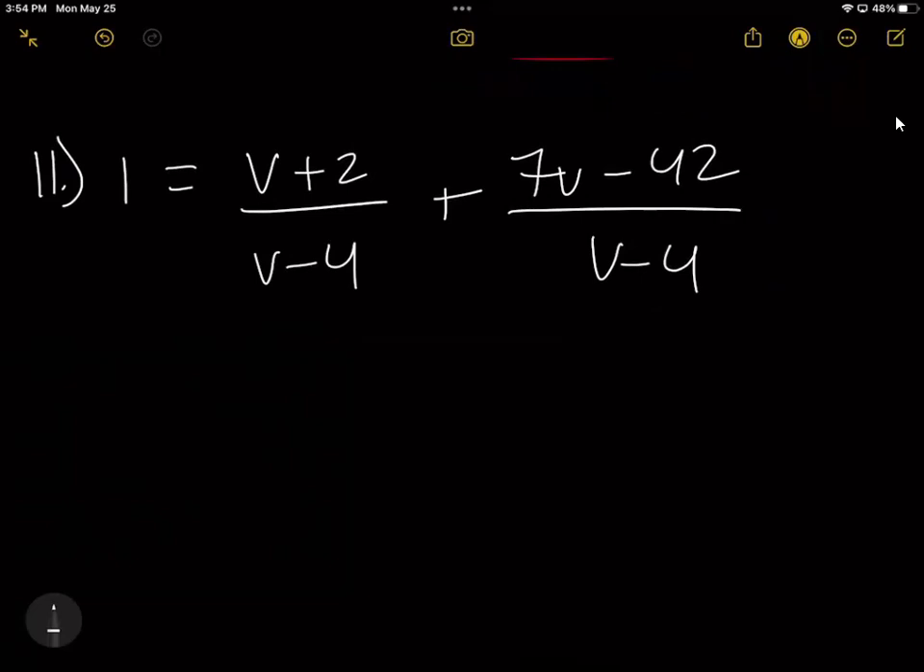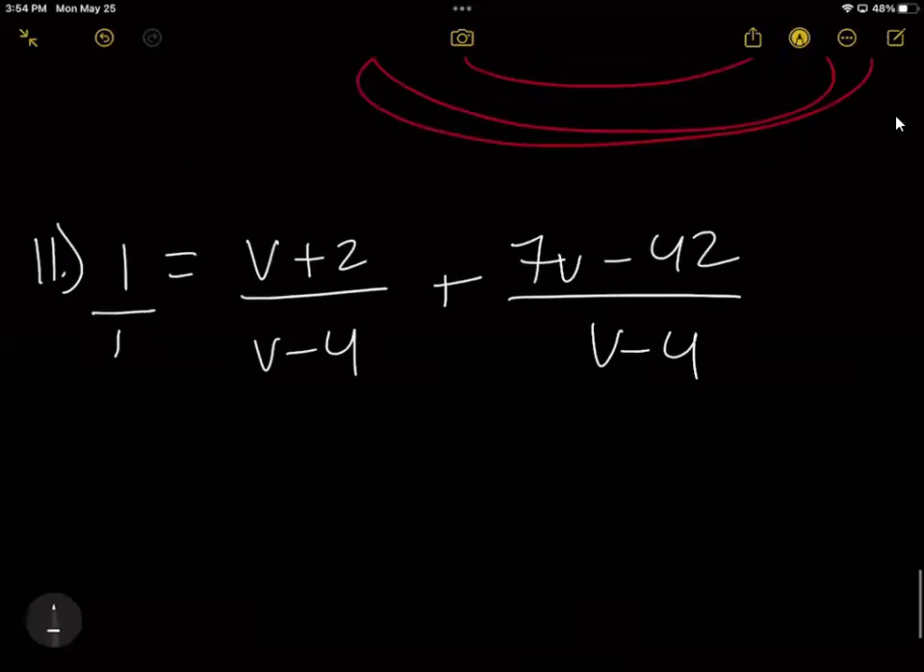In this case, they're fairly simplified. This is a denominator of 1 because there's an invisible 1 down there. So then the next step was determining our restrictions. And so we do that by setting our denominator to 0.